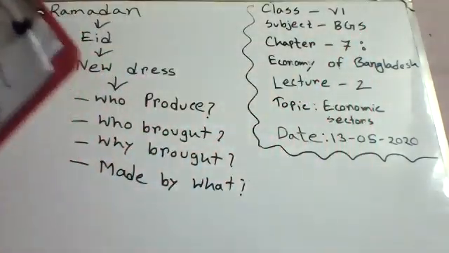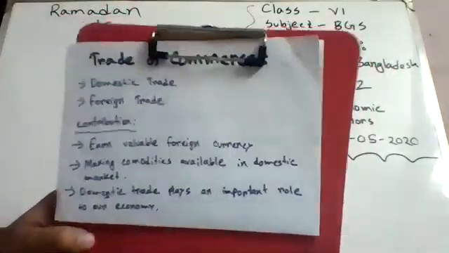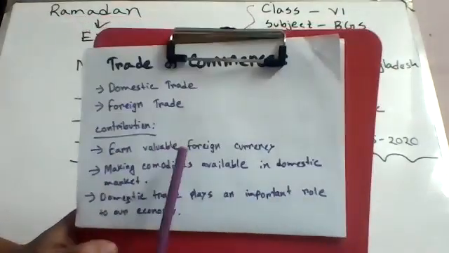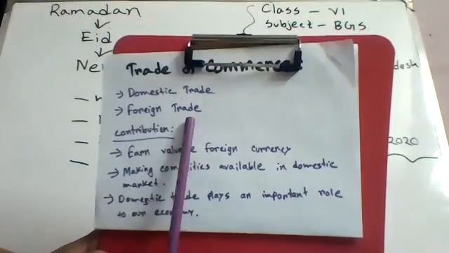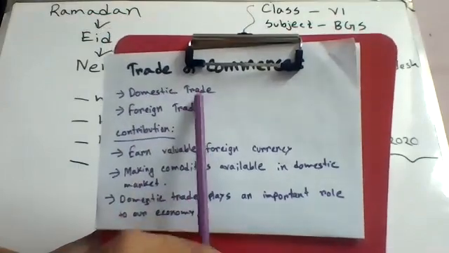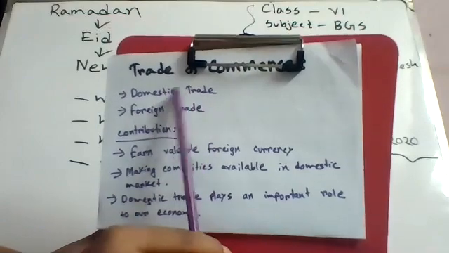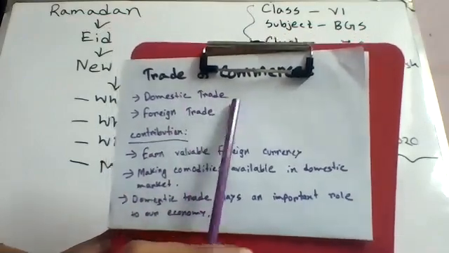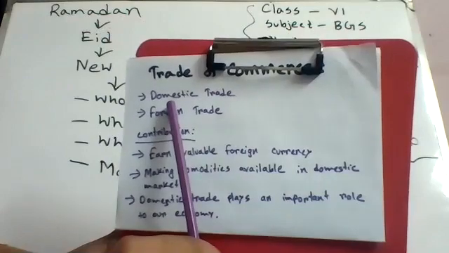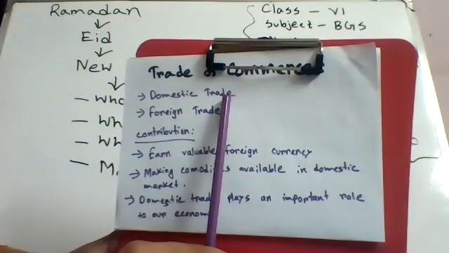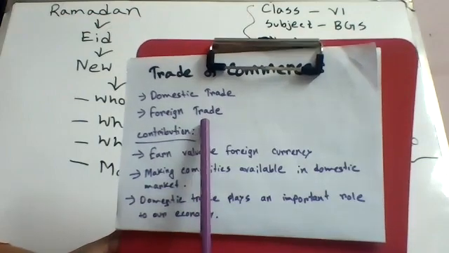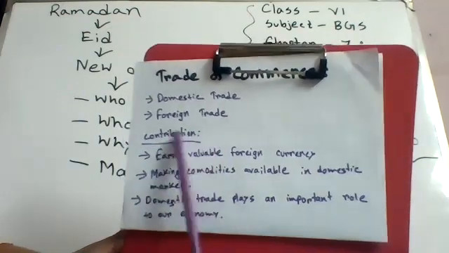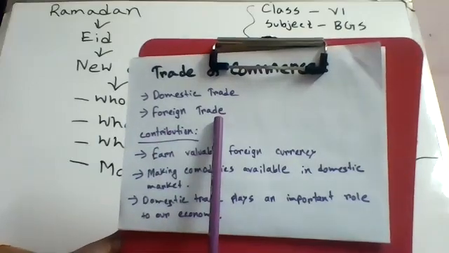Now we discuss trade and commerce sector. Trade and commerce sector has two parts: domestic trade and foreign trade. The trade which occurs within the country is called domestic trade, and the trade that occurs outside of country with another country is called foreign trade.